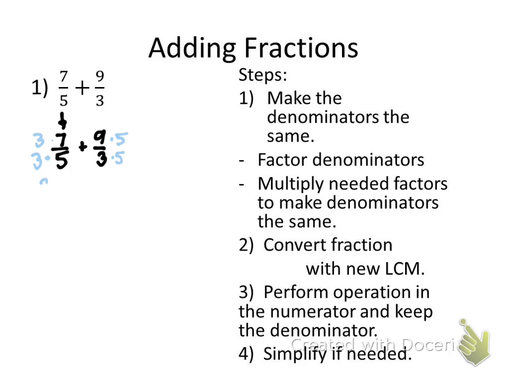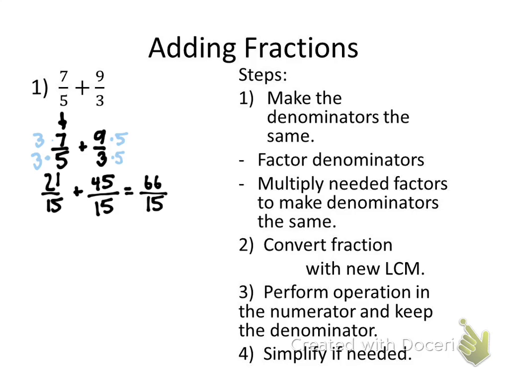So 3 times 7 is 21. Let me change colors here. 3 times 5 is 15. Adding 9 times 5 is 45. 3 times 5 is 15. Now our denominators are the same, so we just need to add the numerators. 21 plus 45 is 66. Keep the denominator at 15.